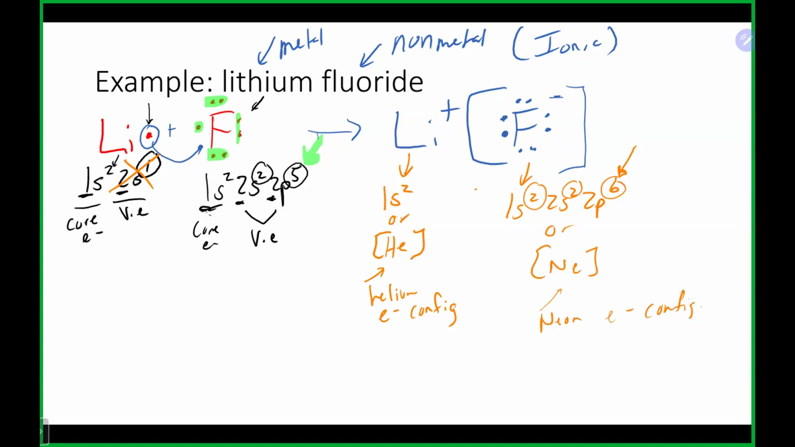And this, for all intents and purposes, is the whole point of bonding. Is for everybody to get the same electron configuration as a noble gas, because that is, again, a very, very stable situation. So lithium, by losing an electron, is able to back up on the periodic table to the noble gas that comes right before it. And fluorine, by picking up the electron from lithium, is able to go forward on the periodic table and end up with the same electron configuration.